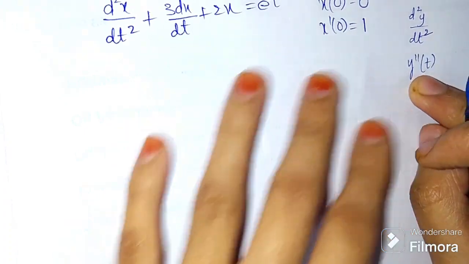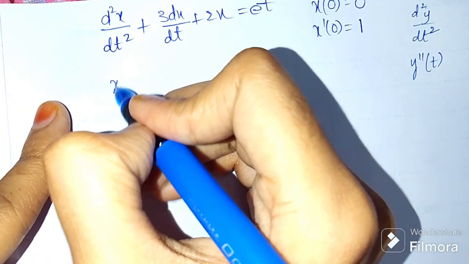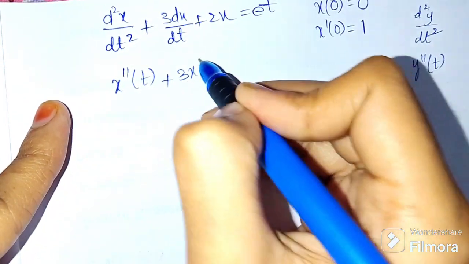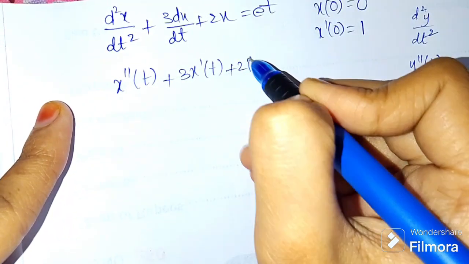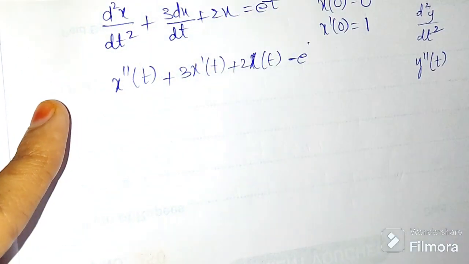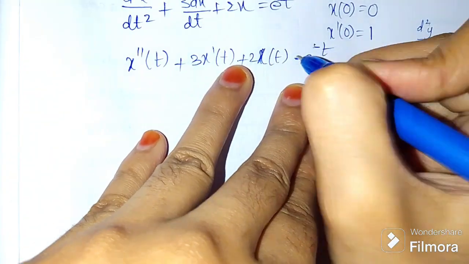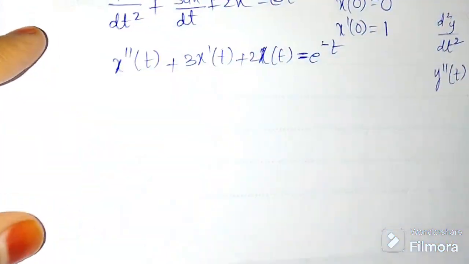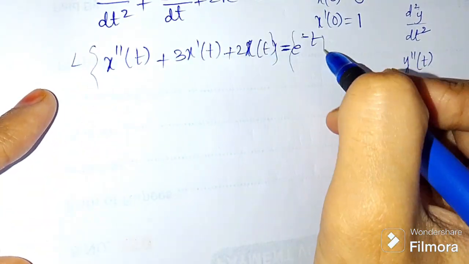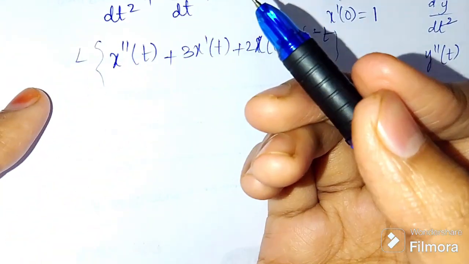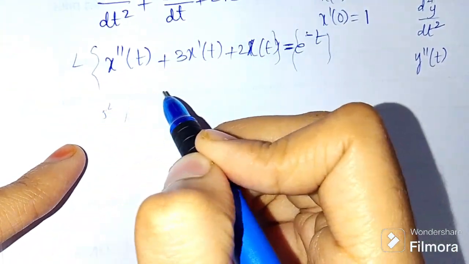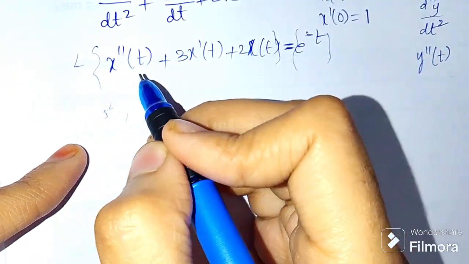Okay, so now they're giving it like this. So you will write this as x double dash of t. Next is 3x dash of t plus 2x of t is e power minus t. Okay. So next you should apply Laplace on both sides. Then what is the answer? Before we had it in y, so we got s square y bar of s. Now you'll write s square x bar of s.